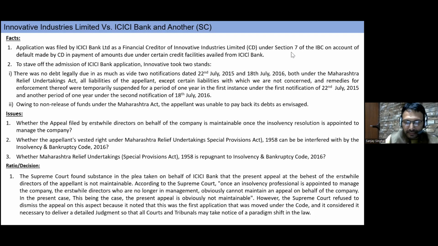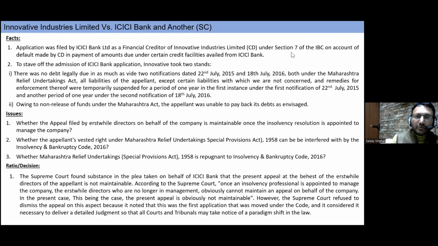Basically, Innovative Industries Limited was a company based in Maharashtra. They made a default in repayment of the loan, so the application was filed. The stand taken by Innovative Industries is that they had already filed an application under the Maharashtra Relief Undertakings Act. Basically, it was a state government act to save employment in the state of Maharashtra.